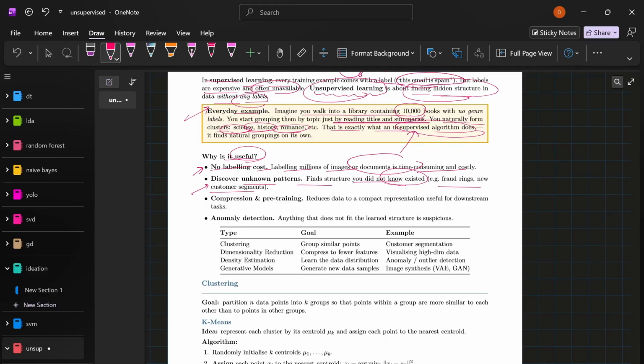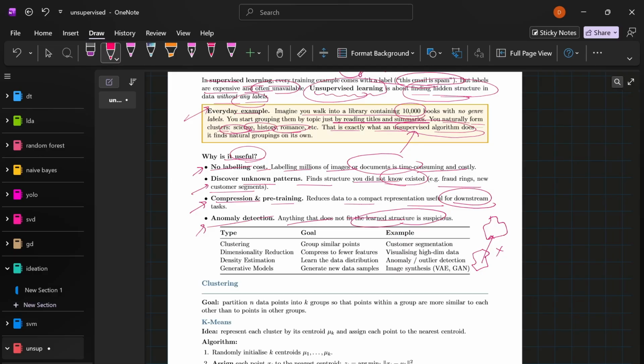Okay, moving towards the third point, that is compression and pre-training. You can take massive data like high resolution images and compress it down into a smaller meaningful representation. This representation becomes super useful for other tasks. Fourth is anomaly detection. If your algorithm has learned what normal looks like, then anything that doesn't fit that structure is suspicious. That's how you detect fraud, faulty machines, and unusual network traffic, all of it. Yep, those are the uses, now we have an overview of the types.